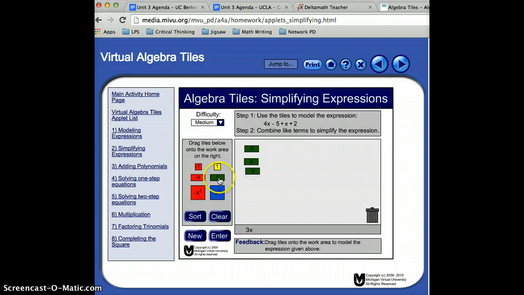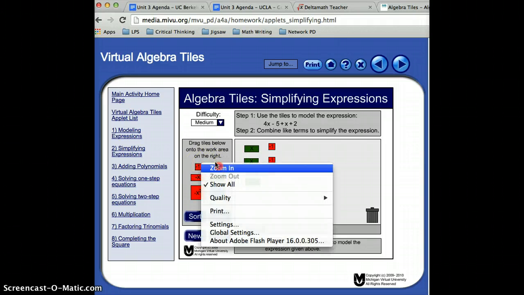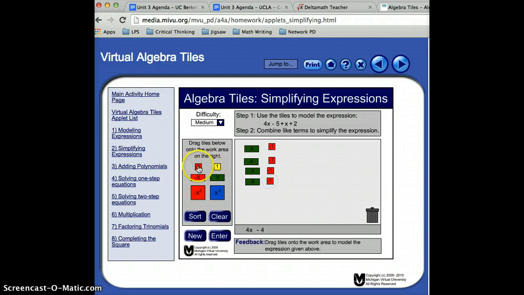Here's my 4 positive x terms. Negative 5. Oh, so I made a mistake. This is a negative 5. So if I want to get rid of this, I just drag it over here to the trash can. Goodbye. Negative 5. 1, 2, 3, 4, and 5. Then I have a positive x. And then I have a positive 2. 1, 2. So the computer's telling me I'm done with step 1. I've modeled the expression correctly.